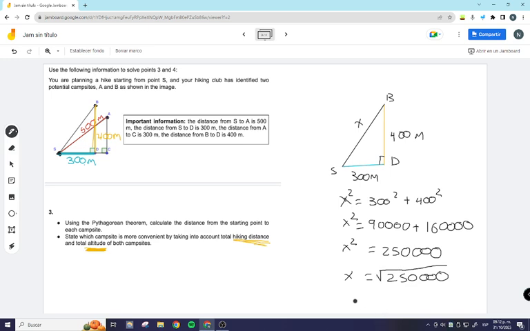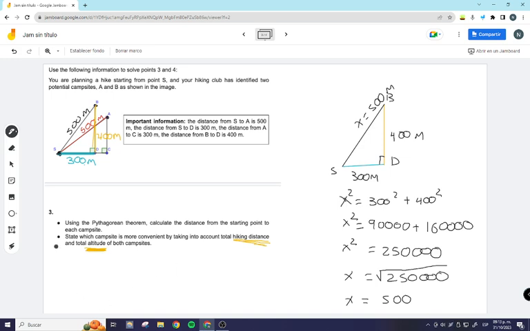So if you do it either by prime factorization or with the calculator, you will find that it's 500. So this is 500 meters. Okay, so we found that actually both distances are the same. In order to get from the starting point to each one of the campsites, you take the same distance.